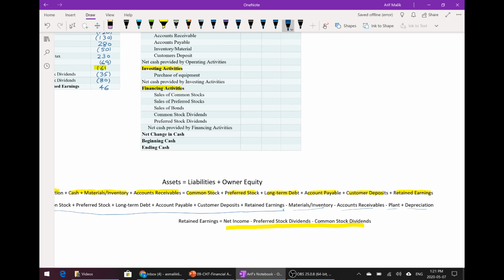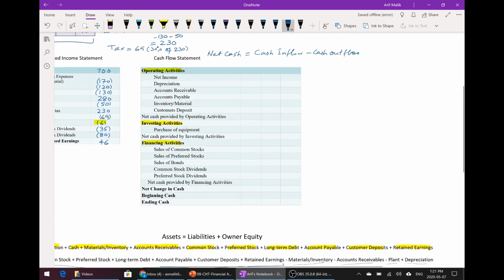Further, the retained earnings, because the presentation starts from net income, we can split into net income minus the preferred stock dividends and minus common stock dividends, which we can show as net income positive, preferred stock dividends negative, and common stock dividends negative. So we start from here.